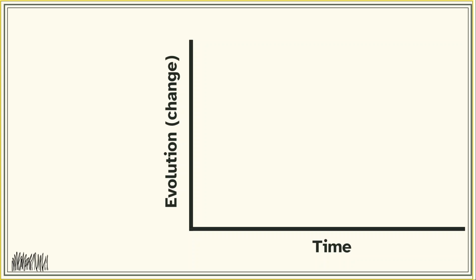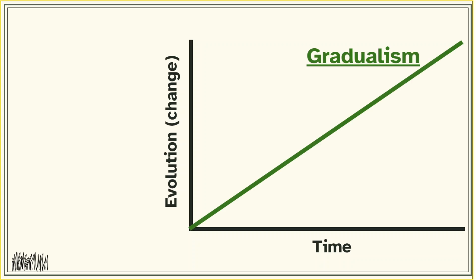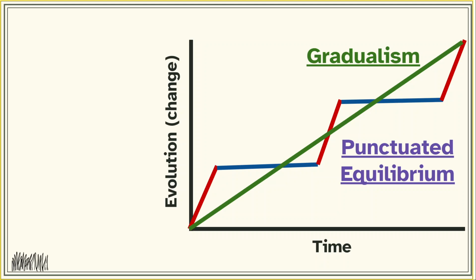So if we connect both types of evolution, we have gradualism. It's consistent, it's slow, but it's constantly moving, constantly going up. And then we have punctuated equilibrium. It's fast, slow, fast, slow, fast, slow. At the end, they both get to the same point. They're both getting to evolution.